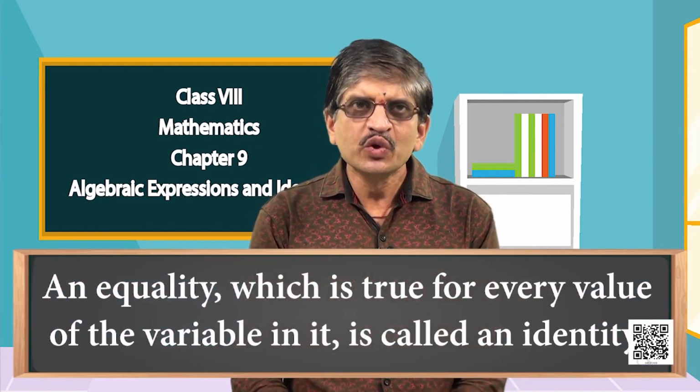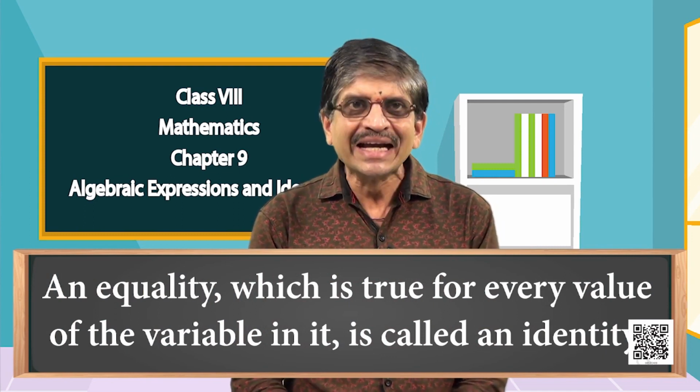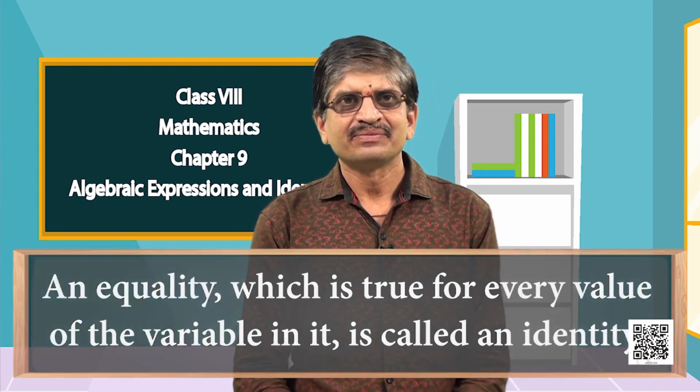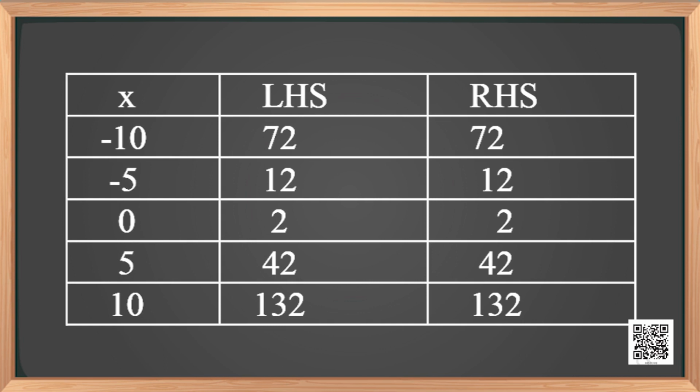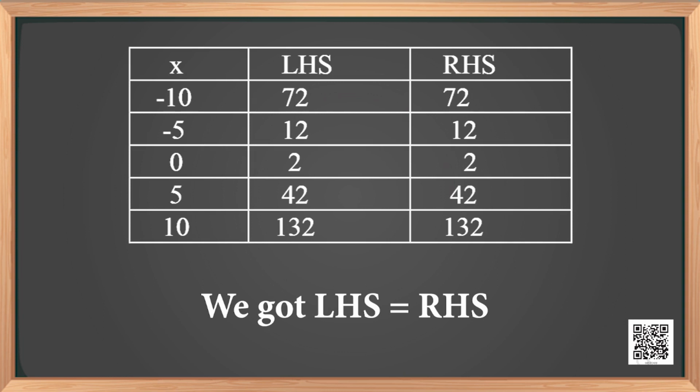What is an identity? An equality which is true for every value of the variable in it is called an identity. Let us consider this equality. x plus 1 times x plus 2 is equal to x square plus 3x plus 2. We shall evaluate both sides of this equality for some values of x. Say x is equal to minus 5, minus 10, 0, 5 and 10.